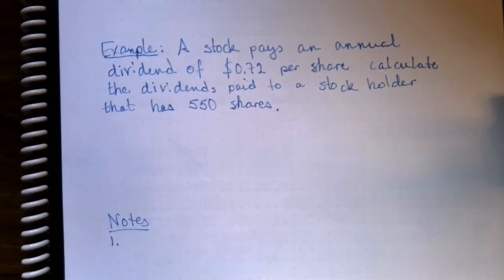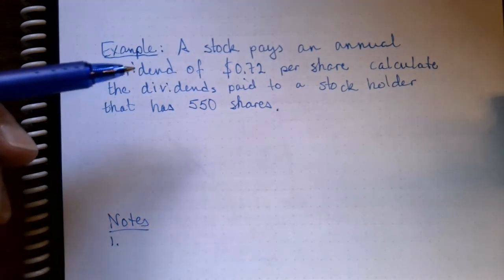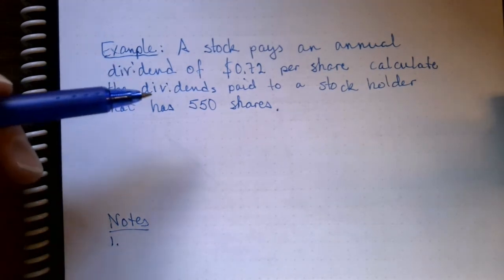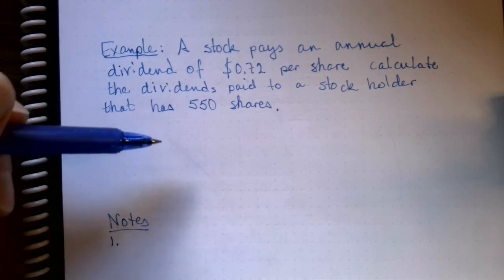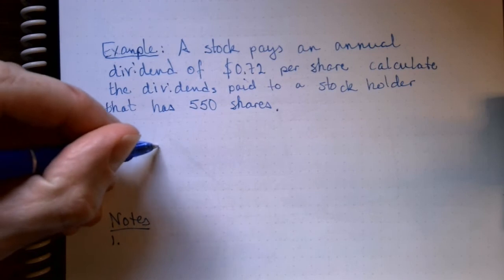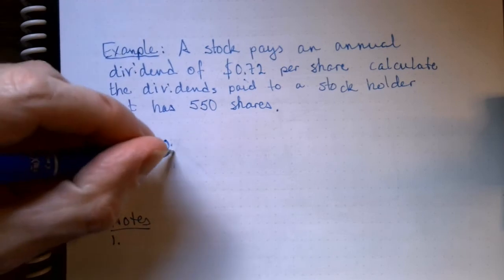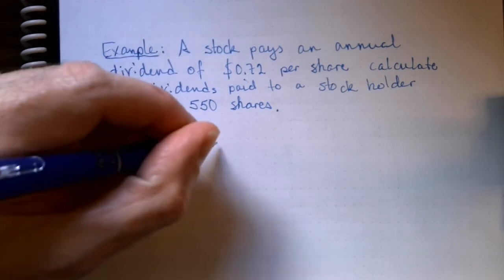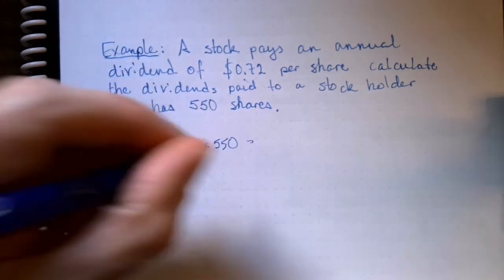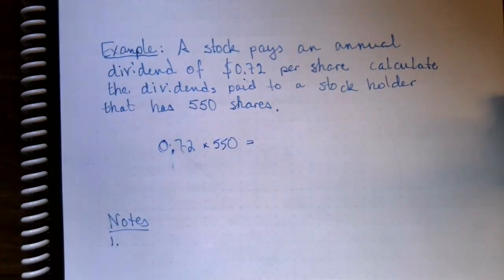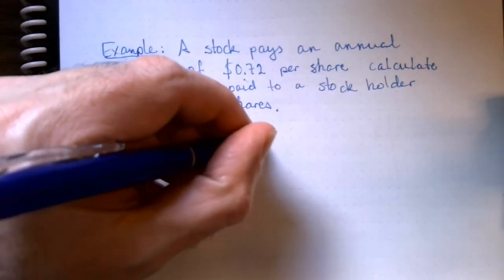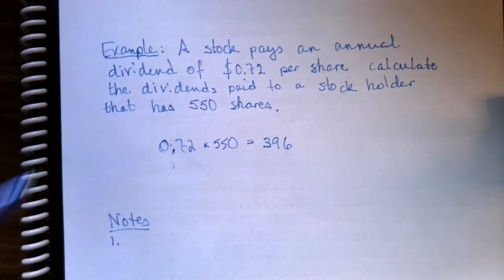Let's look at this here. A stock pays an annual dividend of 72 cents per share. Calculate the dividends paid to a stockholder that has 550 shares. Okay, so pretty easy to do. For every share, the stockholder gets 72 cents worth of dividends times the 550 shares that he owns. So 0.72 times 550. So I am getting $396.